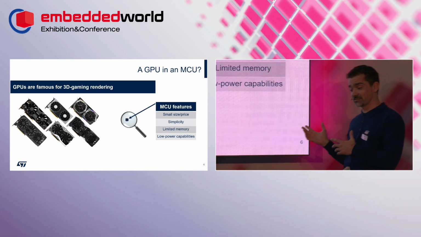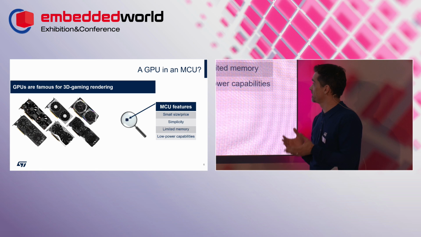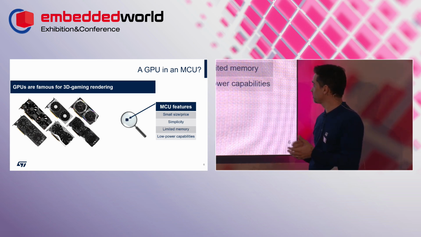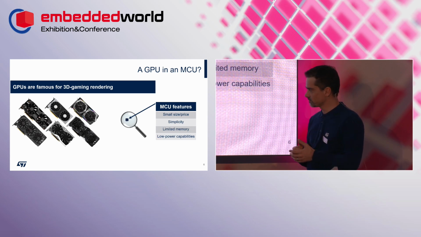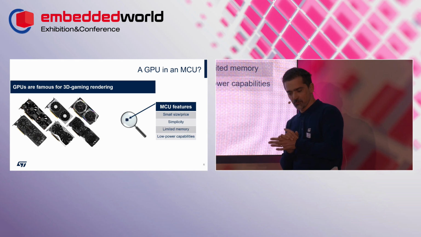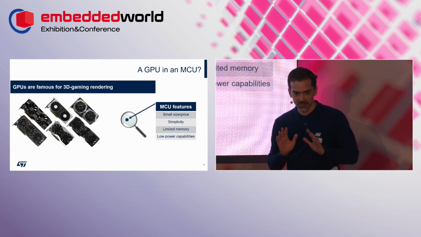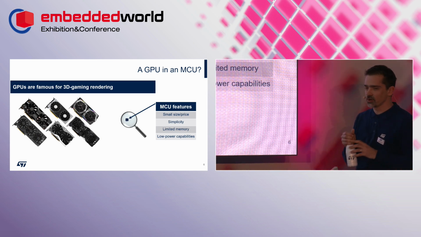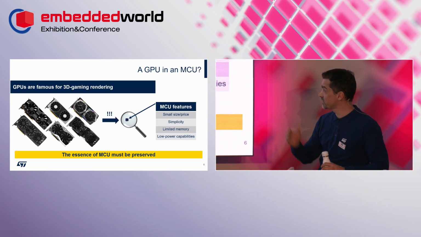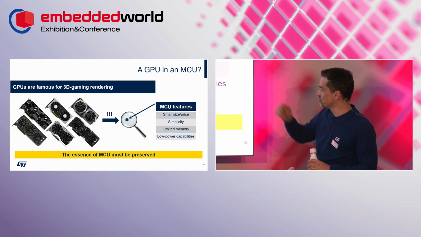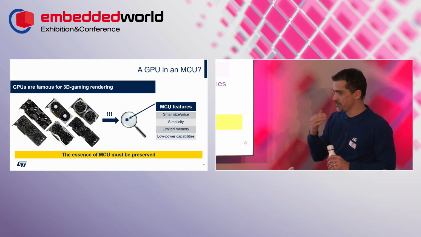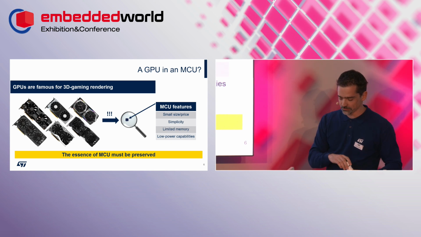But on the other side, what is a microcontroller famous for? It's famous for being small in size and price, and simple to program. It has limited memory. You add only what you need. And it has, of course, some low power capabilities. And I'm not even talking about heat. We do not want a microcontroller-based device to generate heat. So how can we possibly integrate these monsters into a microcontroller, still keeping the essence of a microcontroller?